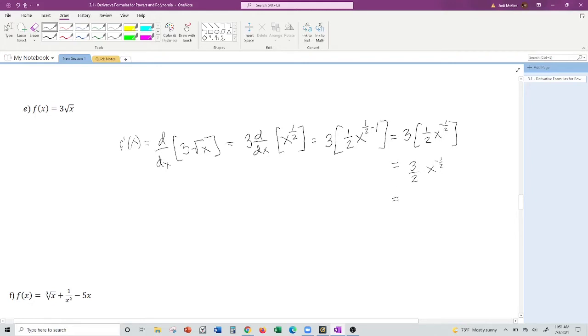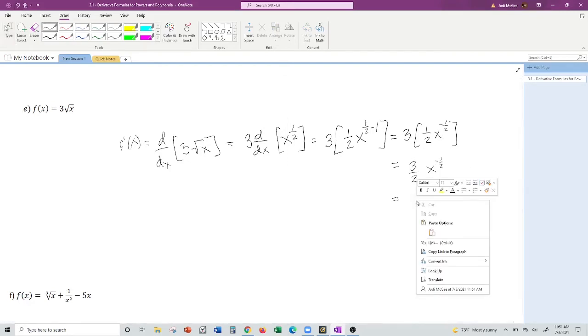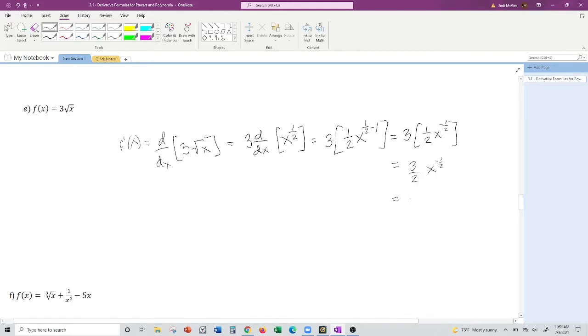If we want to make that exponent positive, we can move it down. So we can have 3 on the numerator, 2 times x to the positive 1/2 on our denominator, which we know that x to the 1/2 is the same thing as the square root of x. So we have now found our derivative. For 3 times the square root of x, we get 3/2 of 1 over the square root of x.